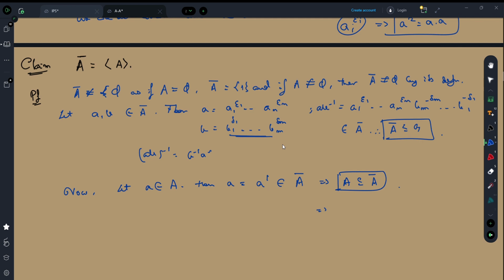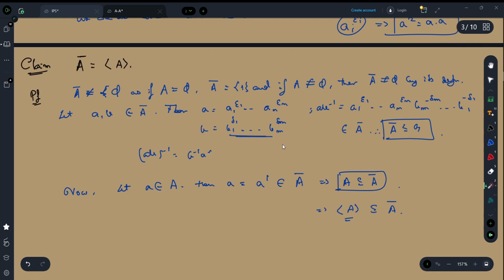But if A is contained in A bar, then what we know about the subgroup generated by A is that it's the smallest subgroup containing A, right? So if it's the smallest subgroup containing A, that means this should be contained in A bar, right? Because if it is not contained in A bar, as A bar contains A, then this does not remain the smallest subgroup containing A. This is one way of thinking of this.